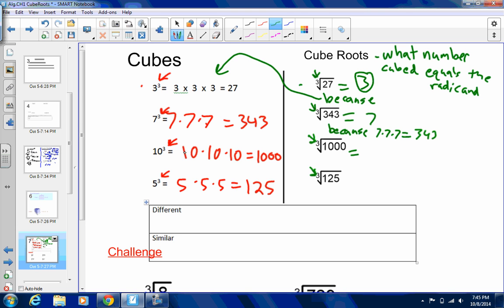You might be able to guess from our work over here that what times itself 3 times gets you to 1,000 is 10. And then lastly, this one's going to be 5, because 5 times 5 times 5 equals 125.